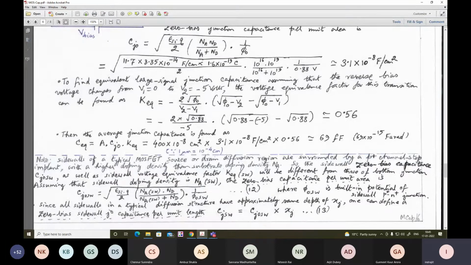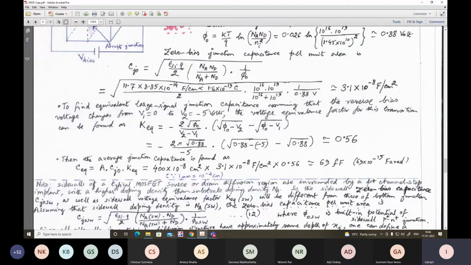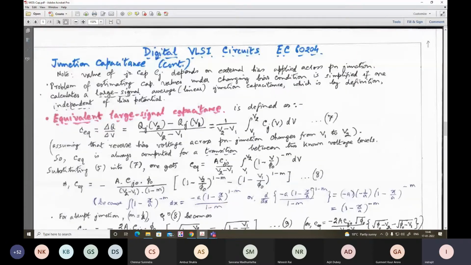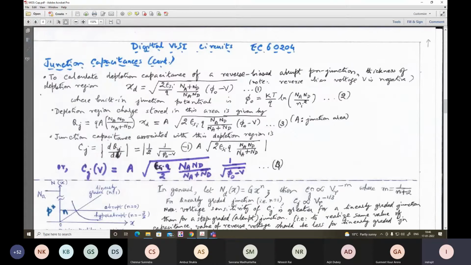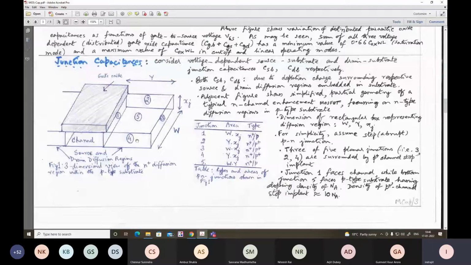Na is W, the zero bias capacitance per unit area, we can calculate. Also note that this sidewall is like a perimeter surrounding the N plus region, and this perimeter wall has a common height. That height equals xj, that means the junction depth. If you pay attention to these dimensions, the perimeter wall has got 2, 3, 4 sides. This P plus N plus junction has got the common height xj.